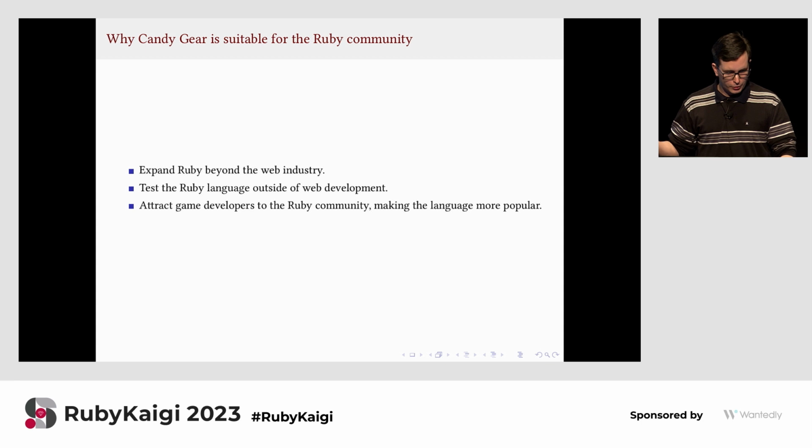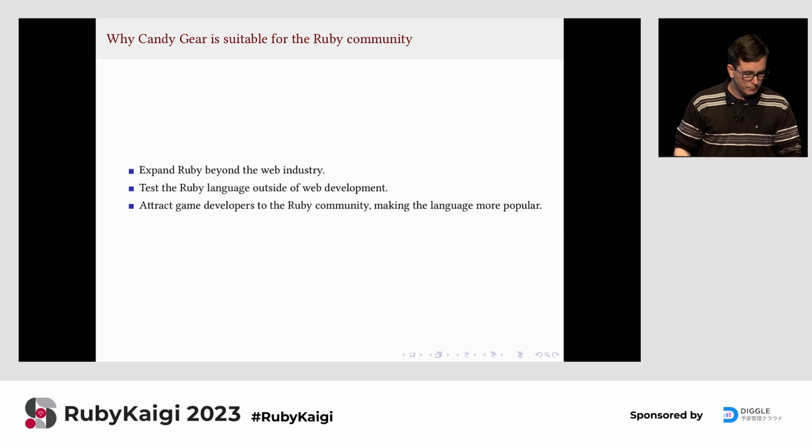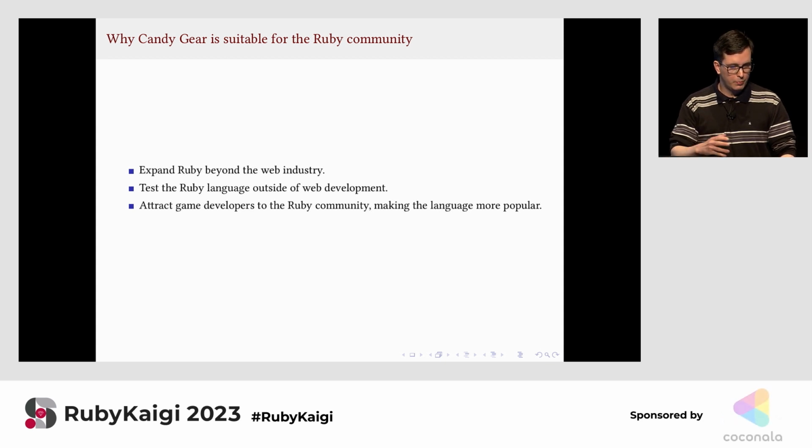Also, Candy Gear is good for our community because Ruby, for now, is mainly for web development. Every time I see someone working with Ruby, 9 out of 10 times he's doing something web-related. And I believe we should expand our language to other places, and here, games. Also, when we are testing the language, we are mainly testing with web because this is what we mostly do. So by having Ruby running in other fields, we can see how good it is in other situations.